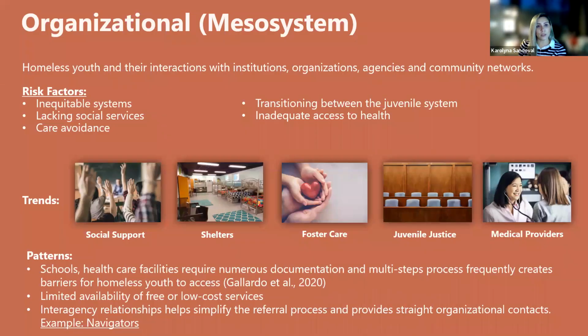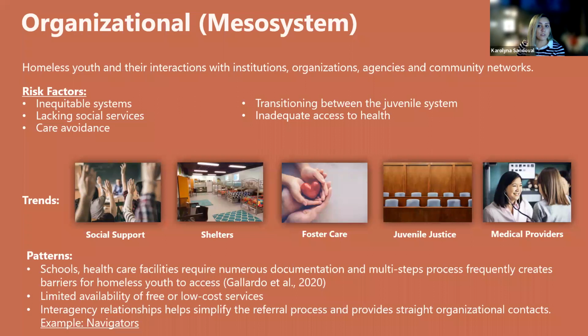In the third ring, the organizational or mesosystem layer, we see homeless youth and their interactions with institutions, organizations, agencies, and community networks. Some of the risk factors that I found within these organizational and mesosystem were the inequitable systems, lack of social services, care avoidance on the homeless youth's part, transitioning between the juvenile systems, and inadequate access to health.